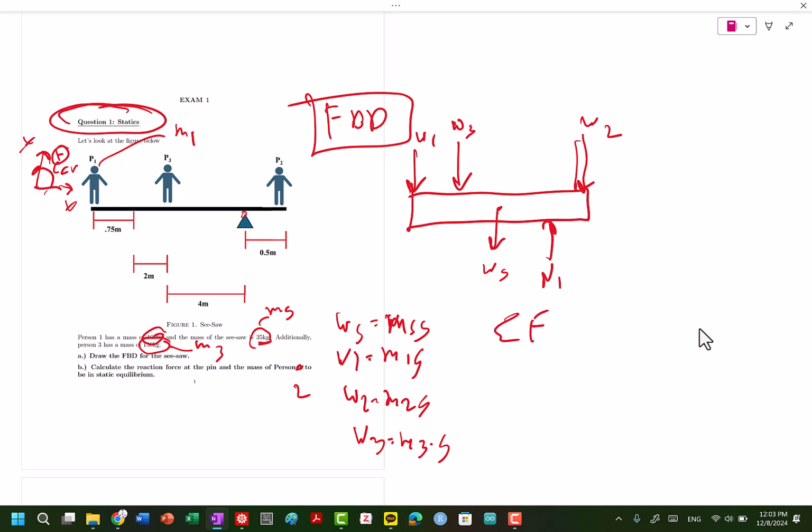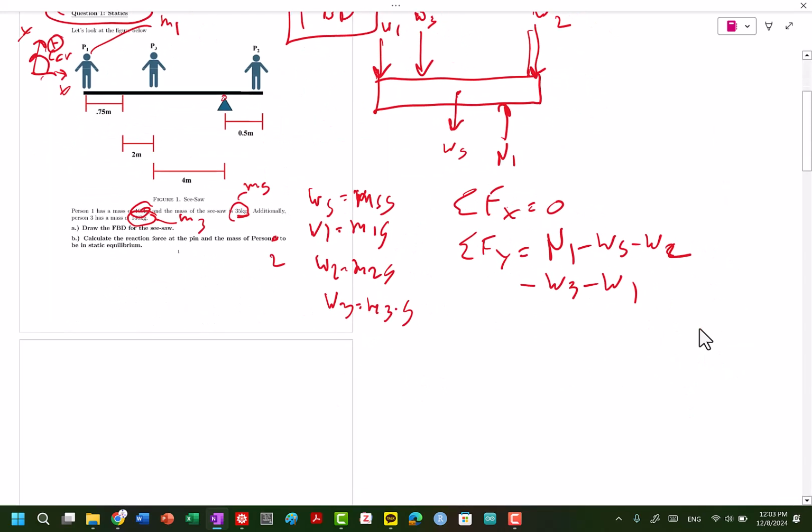Sum of the forces, we can go ahead and set them equal to 0. So sum of the forces in the x equals 0. There's no force in the x. Sum of the forces in y will be equal to normal 1 minus weight s minus weight of 2 minus weight 3 minus weight 1. So we have 2 unknowns in this problem because we don't know the mass of person 2. So we don't know this. We don't know this. So we need 2 equations.